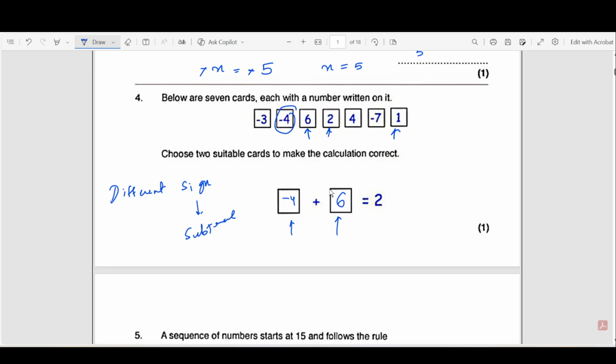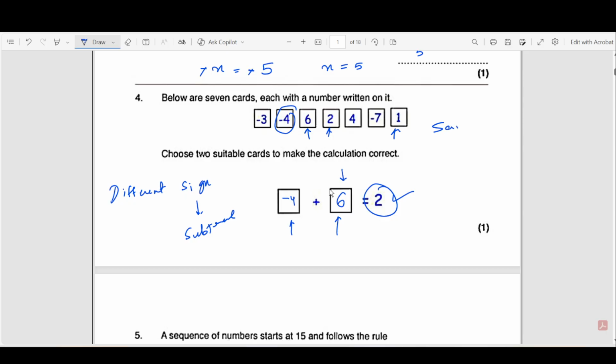Like here, one is negative, the other is positive, they have different signs, so subtract them. 6 minus 4, the answer is 2. And the sign of the answer depends on the bigger number. The bigger number is 6, which is positive, so the answer is going to be positive.